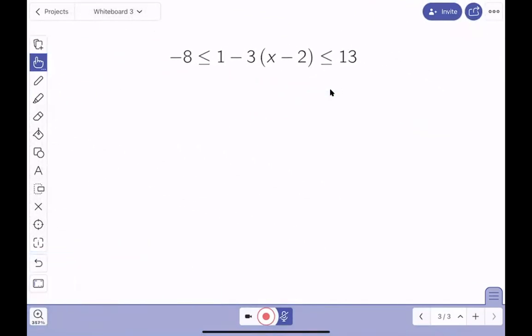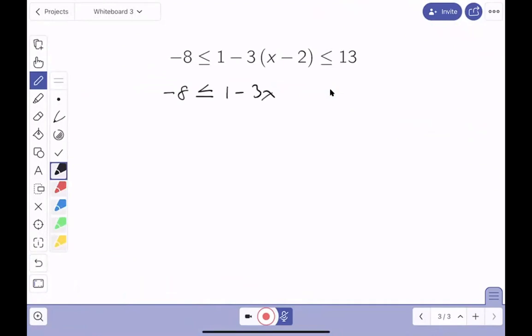And I'll put this over here. We'll look at the answer key later. What I would recommend you do here is just simplify the sides. All right, so the left side, it's minus 8. There's not much I can do about that. The middle, I can definitely simplify. That would be 1 minus 3x. And minus 3 times minus 2 is plus 6.